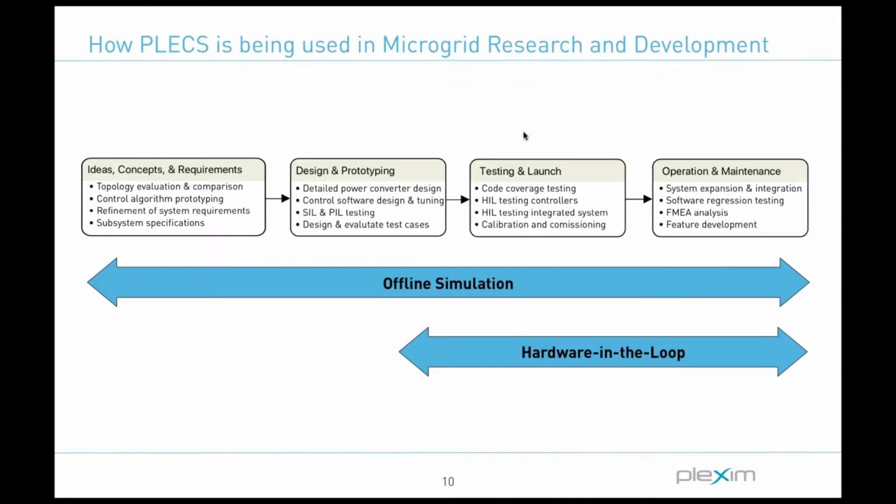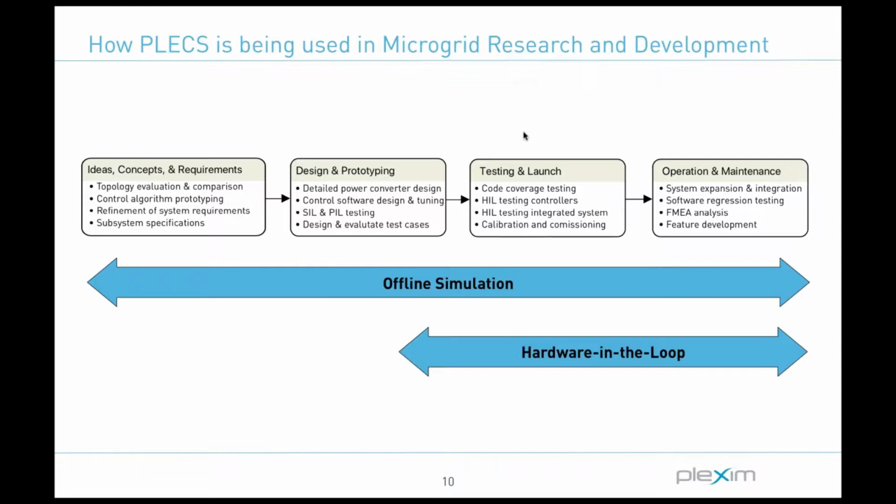Lastly, both offline simulation and HIL models can be used throughout the operation of the asset, in the event of a field failure, or in terms of feature development or system expansion. It's also worth mentioning that the same Plex model can be reused, iterated on, and developed as you progress through these different stages in your overall design.